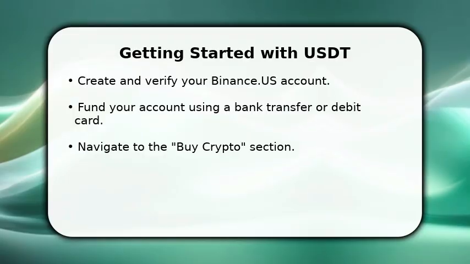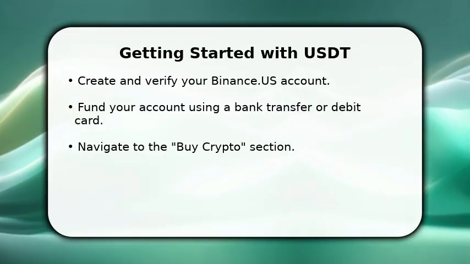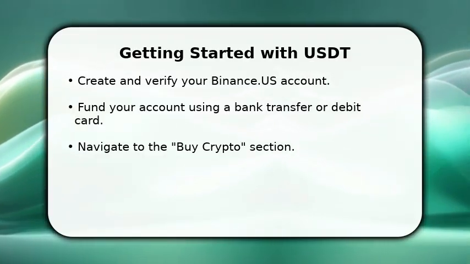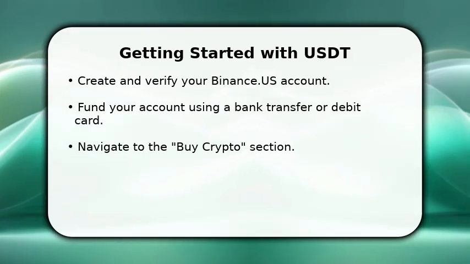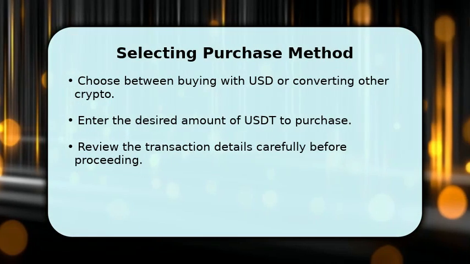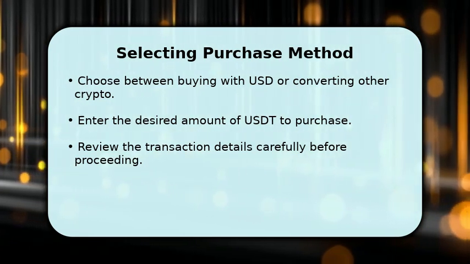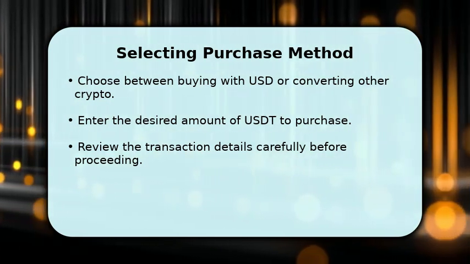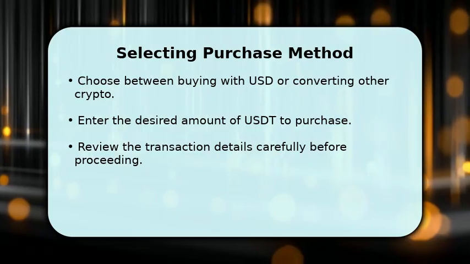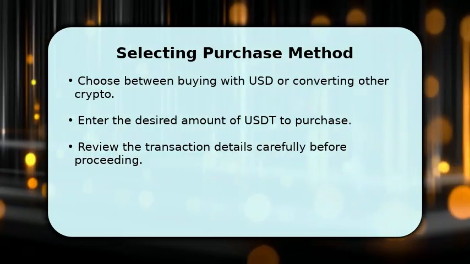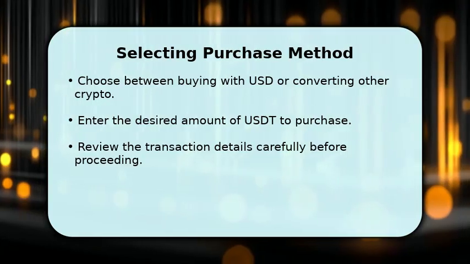After your account is funded, head over to the Buy Crypto section to begin your purchase. It's a straightforward process designed for ease of use. Next, decide how you want to acquire your USD. You can directly buy it with US dollars from your funded account, or you might choose to convert other cryptocurrencies you already hold. Simply input the amount of USD you wish to purchase.